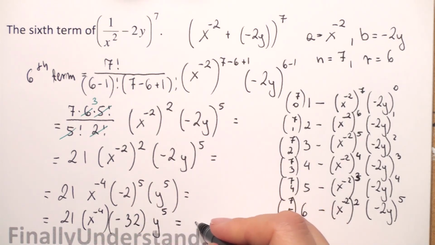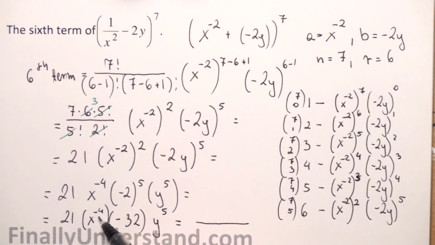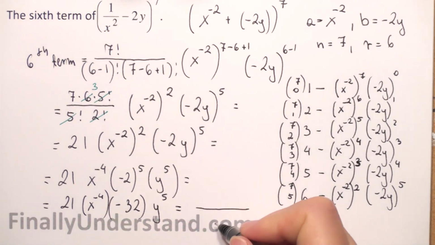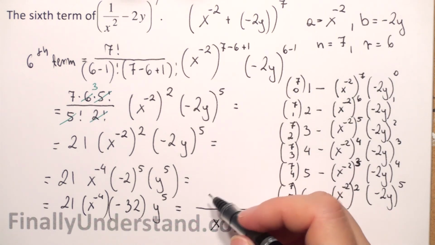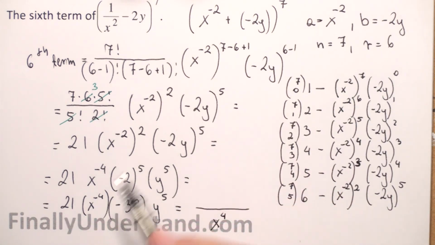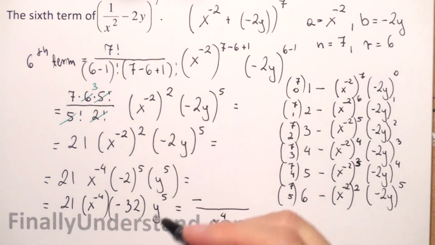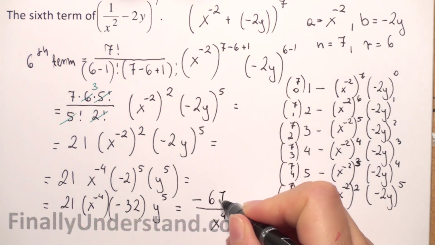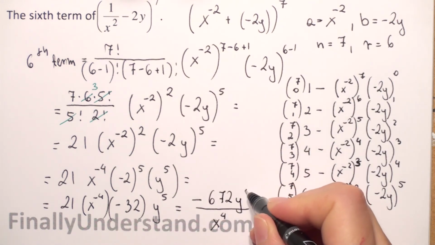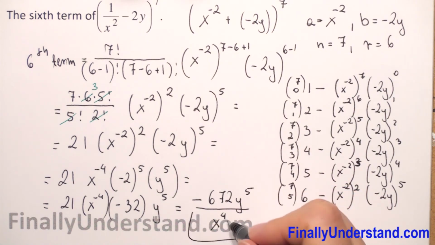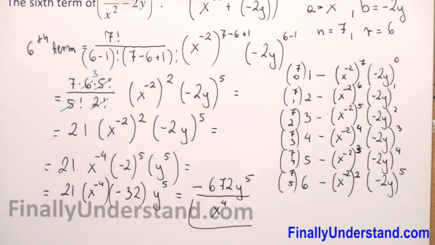So this is equal, because we have a negative exponent, x to the 4th power we will write in the denominator, and in the numerator will be negative times positive, so it will be negative 672 times y to the 5th power over x to the 4th power. This is my solution.